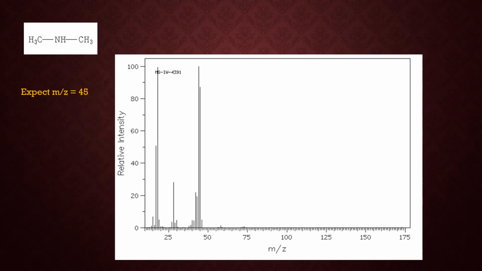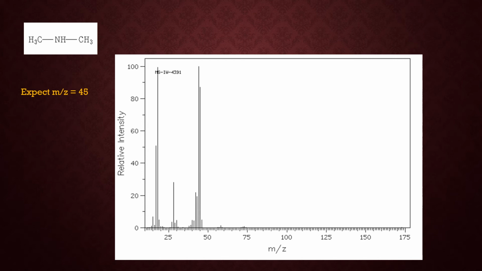So let's look at a couple of case studies. The first of these is dimethylamine. So this is the structure on the upper left. If I count up all the atomic weights for this molecule, I expect a M to Z of 45 for the molecular ion coming through the analyzer.